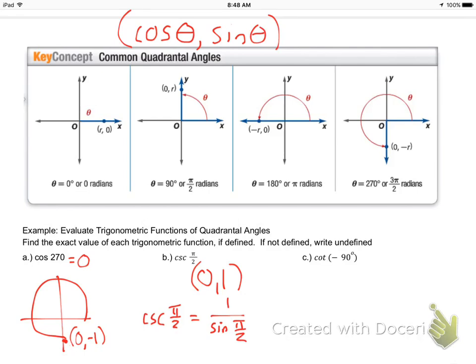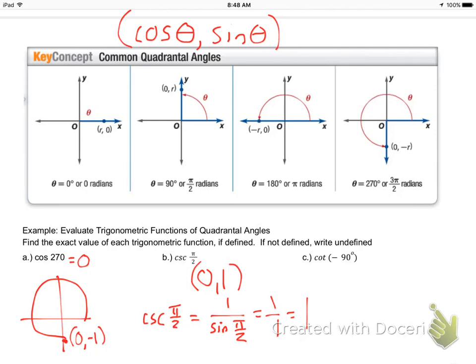Ooh. So wait a minute. That's easy enough. What's the sine of pi over 2? Still the same drawing, but it's the y value. So it's not the 0, but it's the 1. And so this becomes 1 over 1, which is 1. I'm just replacing the trig function, sine of pi over 2, with its value of 1. And then 1 divided by 1 is 1.